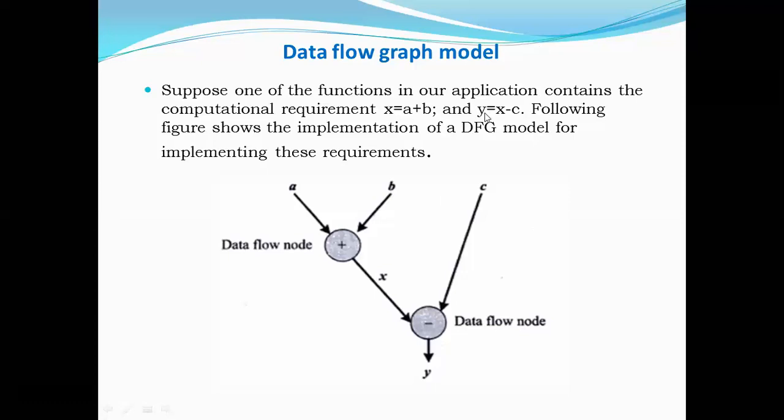So the next equation is y equals x minus c. Here c is one more input, and the previous output x is also given to this process. Again, the ALU has to do one more processing here on x and c. Those inputs are given to the ALU again, and output y is produced.